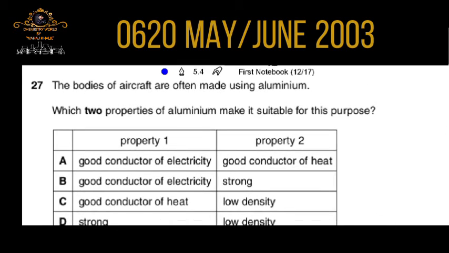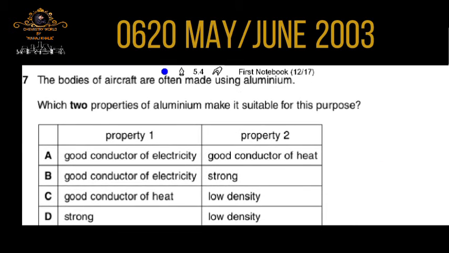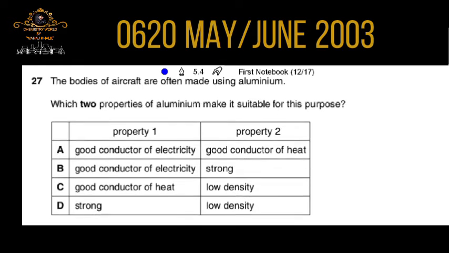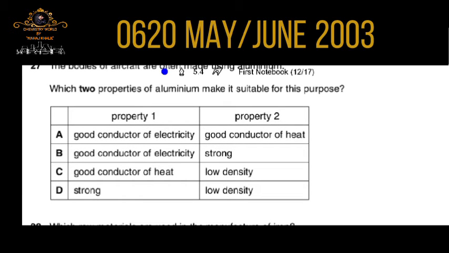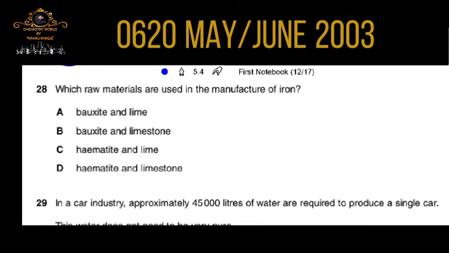The bodies of an aircraft are often made using aluminium. Which 2 properties of aluminium make it suitable for this purpose? It is a good conductor of electricity? No. It is strong and has low density. Option number D. It is an easy MCQ.